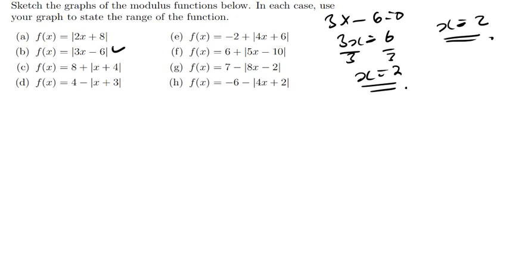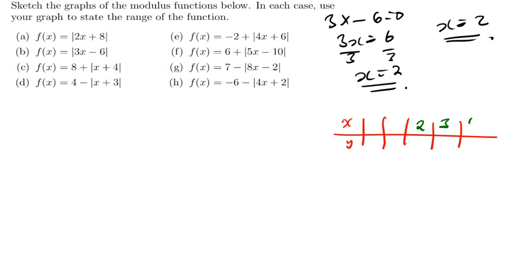After doing that, the next thing we're supposed to do is come up with a coordinate table. This is x, this is y. So the central point is 2, so I'll put 2 in between. Get two numbers less than 2 and two numbers greater than 2. Just follow the sequence: 2, 3, 4. So here is going to be 3, then 4. Then here is 1, then 0. Just like that. So now we have y is equal to the modulus of 3x minus 6.